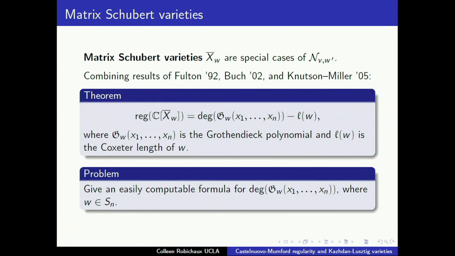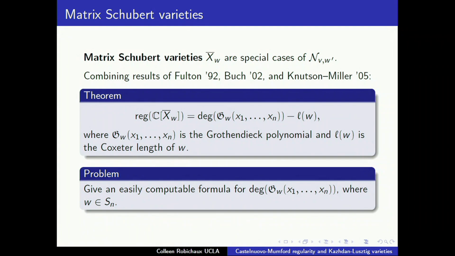In Fulton's paper, in which he introduces these matrix Schubert varieties, he already identifies the codimension of these defining ideals as being the Coxeter length of the permutation. So that's just the number of inversions in the permutation. So that's extremely easy to compute, which is great news.